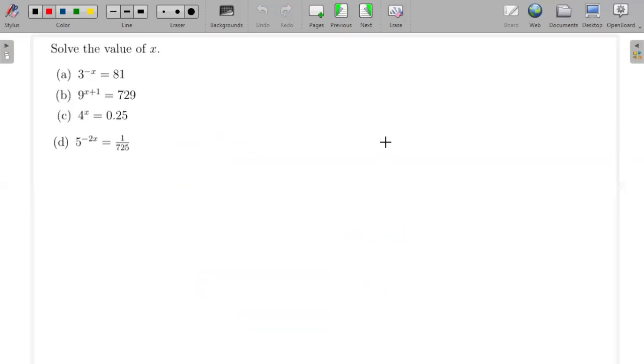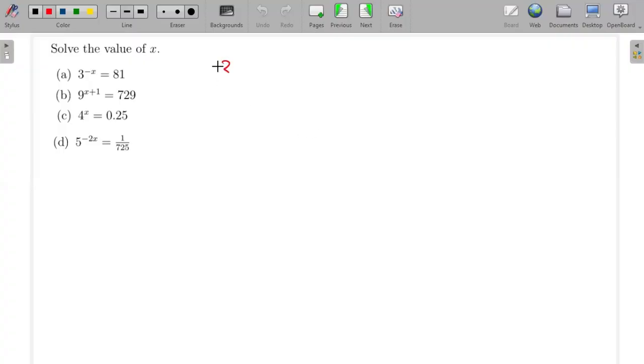So next we have these questions that are here. Okay, so if you have any question, as I said, just feel free to ask. So they're telling us to solve for the value of x. So we must solve for the value of x. So how do we do that?